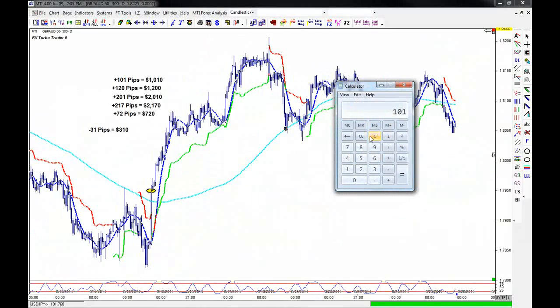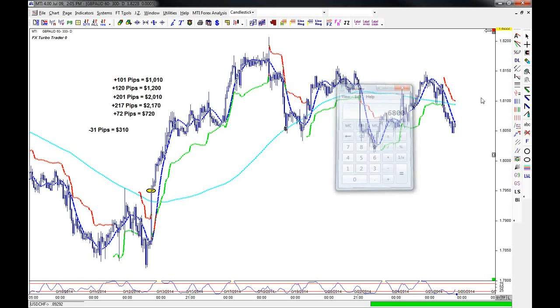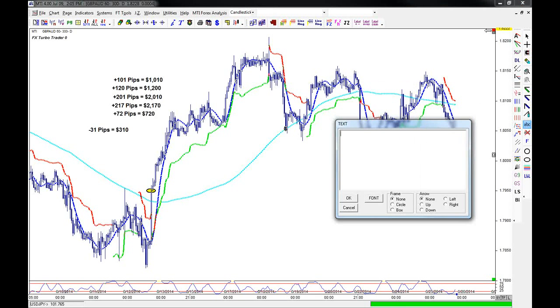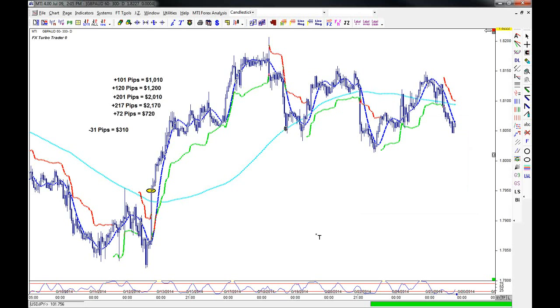So we have $1,010 plus $1,200 plus $2,010 plus $2,170 plus $720 equals, but we have to minus our loss, 310. That's 6,800 US dollars. So, $6,800 profit in about 6 weeks' time.